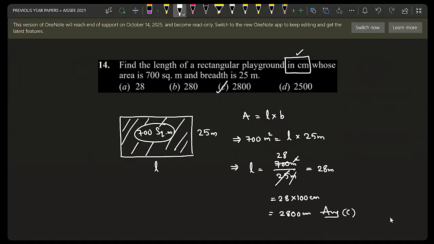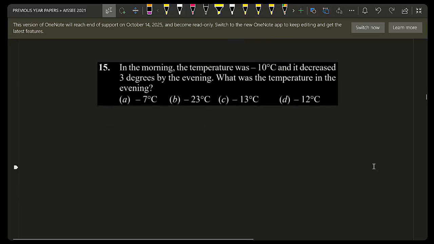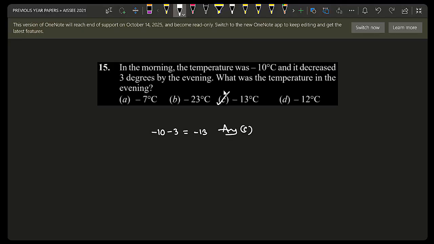Okay. We'll go to the next question. In the morning, the temperature was minus 10 degrees Celsius and it decreased 3 degrees by the evening. What was the temperature in the evening? So in the morning, the temperature is minus 10 degrees Celsius. It decreased 3 degrees by the evening. That means decreased means we have to subtract 3 or add 3. Subtract 3. So minus 10 minus 3 is going to be minus 13. Answer C, that is minus 13 degrees Celsius. So when two negative numbers are added, write the same minus symbol and add the numbers 10 and 3. So minus 10 minus 3 is going to be minus 13.